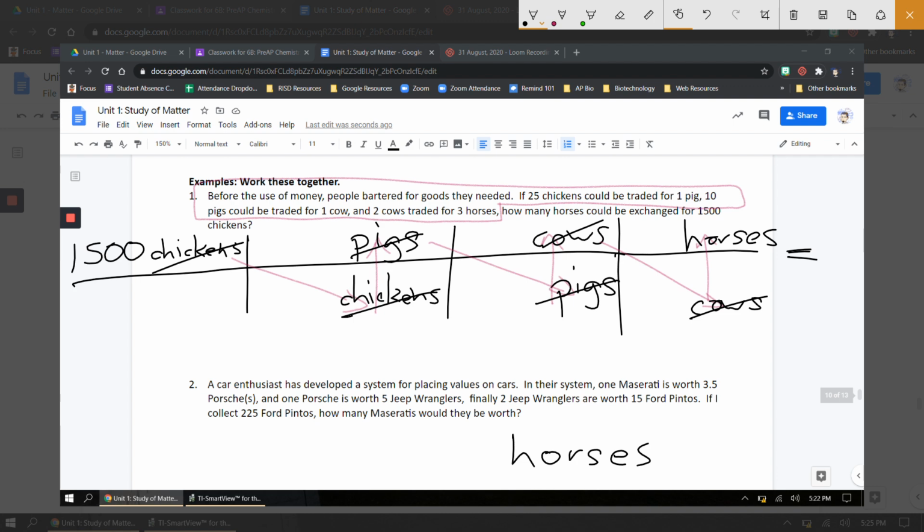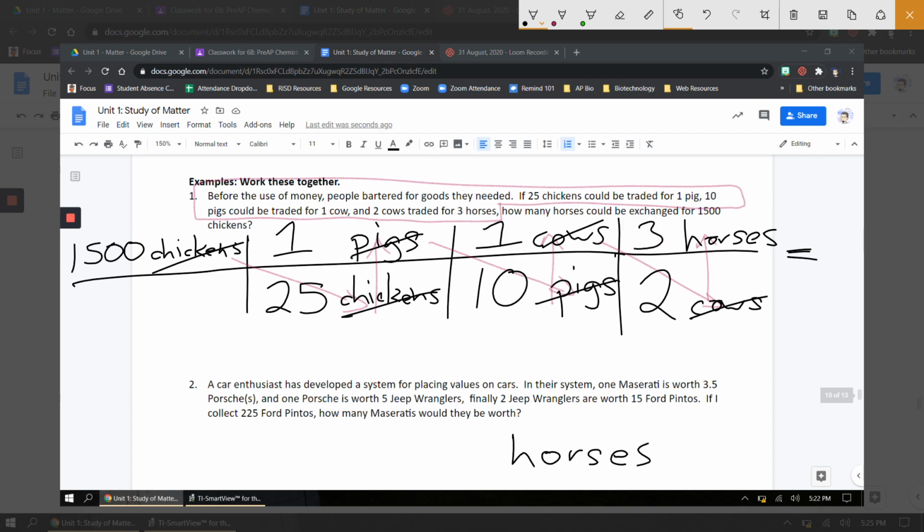All right, here's the easy part. How many chickens are equal to how many pigs? If you read what's in the box, it tells you quite clearly that for every 25 chickens, that's why I put the 25 in front of chickens, is 1 pig. It tells me 10 pigs can be traded for 1 cow. Okay, 10 pigs for every 1 cow. 2 cows can be traded for 3 horses. 2 cows for 3 horses.